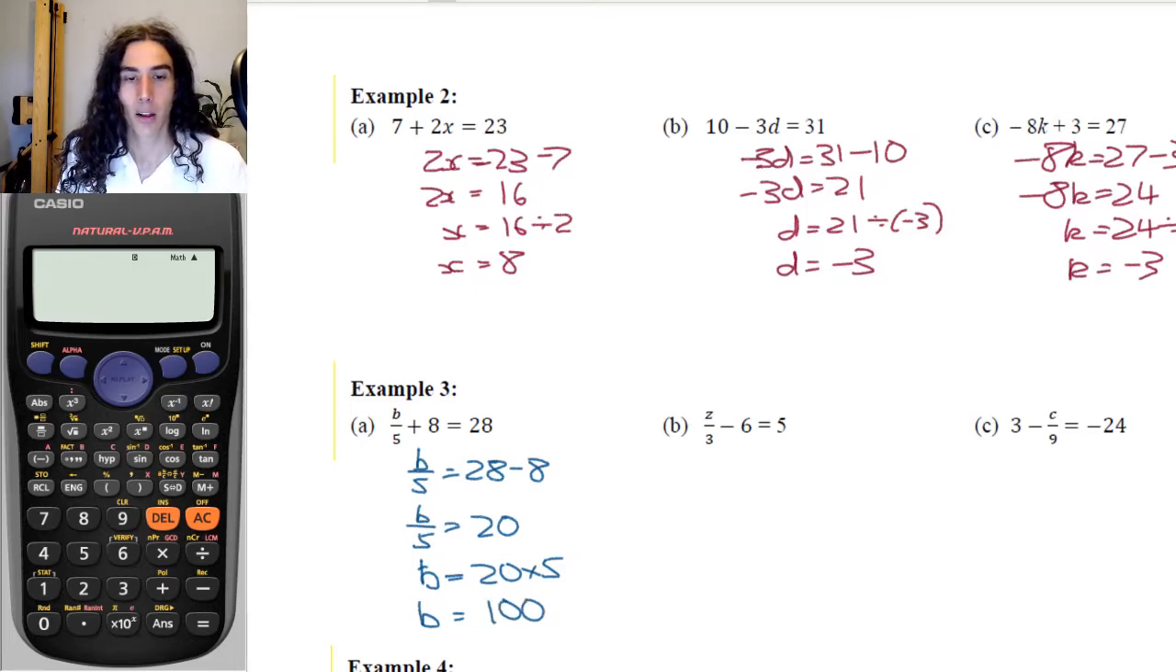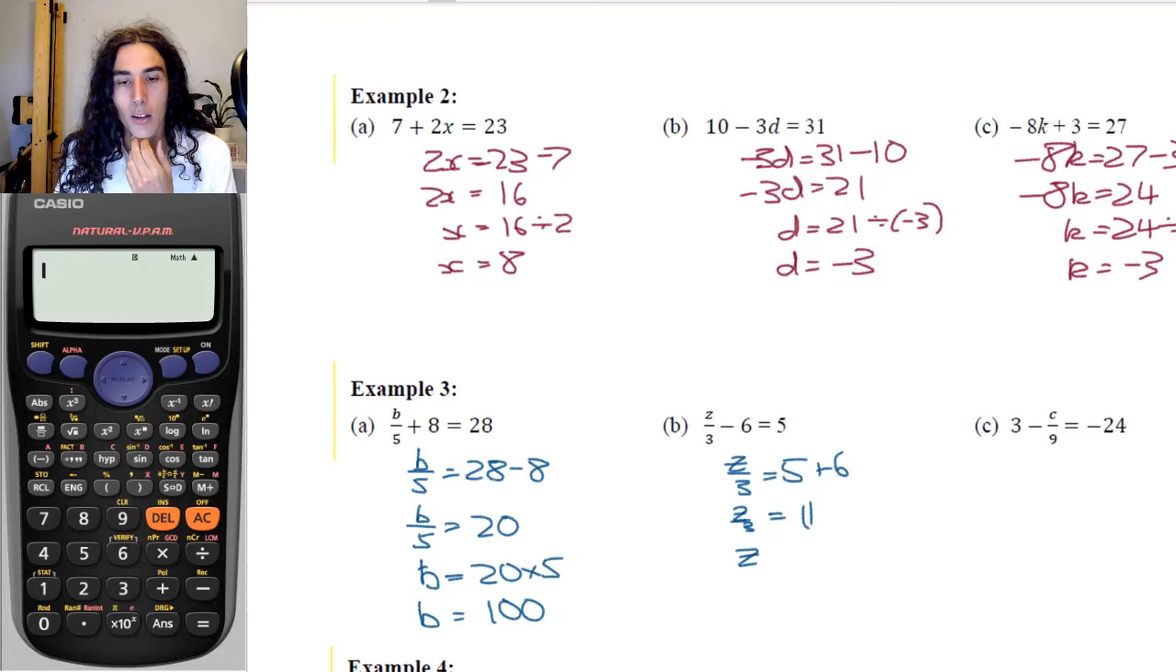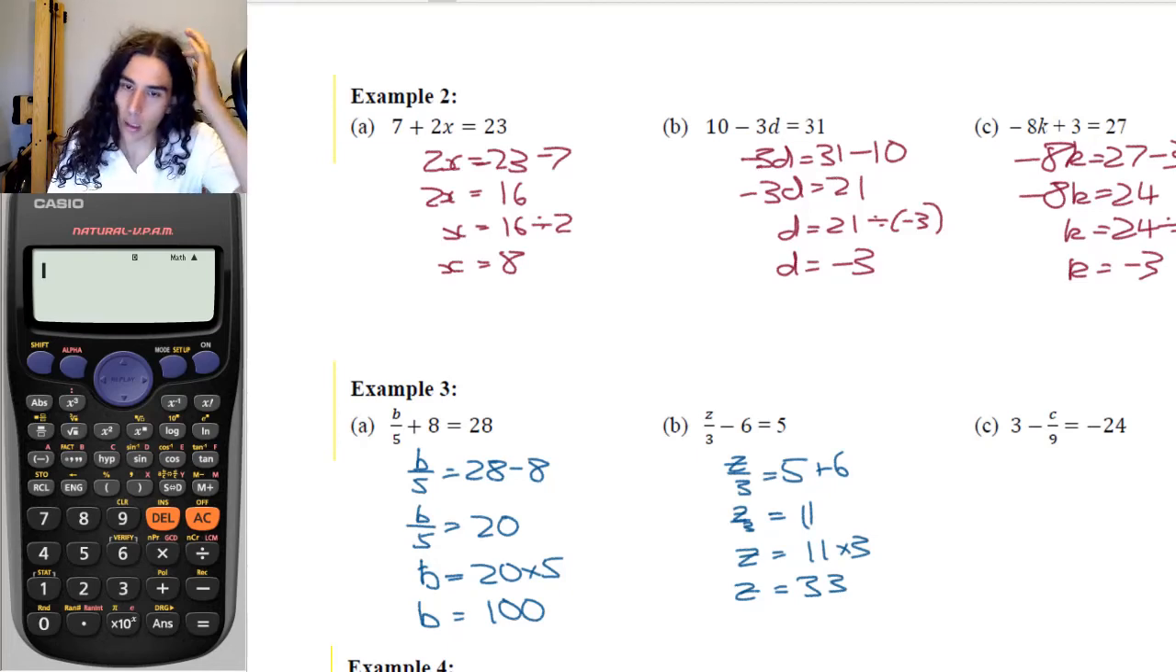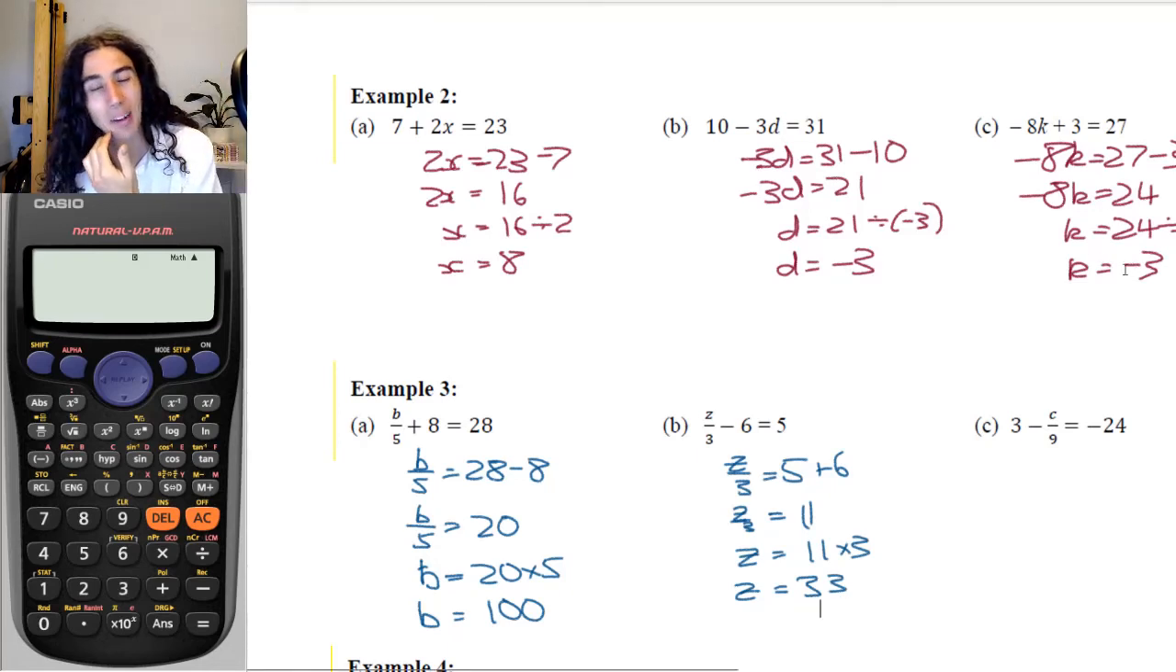Here, take the 6 to the other side, minus becomes a plus. What's 5 plus 6? 11. Then it's divide by 3, so times by 3. Z equal to 33. Done. Same thing again here, but now with a minus sign.